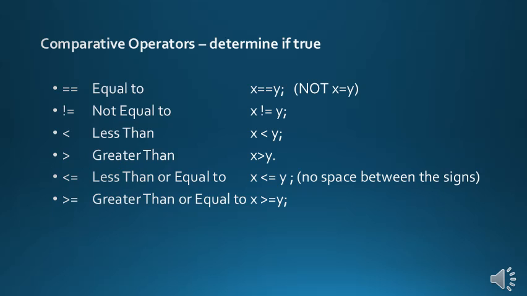Not equal, if you're not familiar with that, is exclamation point equal. And then the rest of them look pretty much like you've seen in math. I do want to point out here, if you're using the greater than or equal to, or less than or equal to signs, there is no space between the signs. So it's >= with no space, or <= with no space.